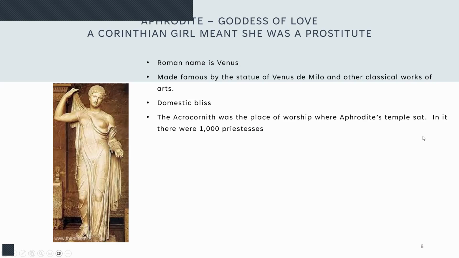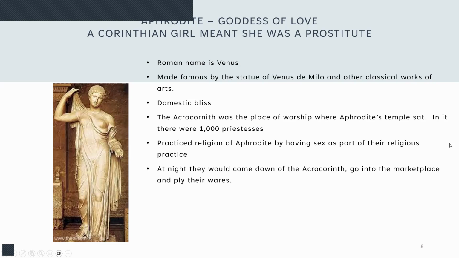Corinth was a place of worship where Aphrodite's temple sat. In it were 1,000 priestesses. They practiced a religion by having sex as part of their religious practice. At night, they would come down from the Acrocorinth and go to the marketplace and ply their wares. The city was known for its immorality and debauchery.